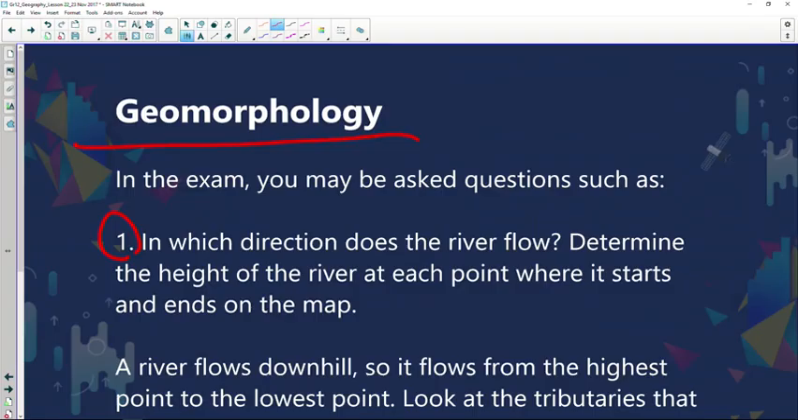If they ask you in the question paper, in what direction is the Berg River flowing? You go to the point where you can see the Berg River starting until the final point. You're just going to look at the contour lines. And where the highest contour line is, that's probably where it's flowing from, because it's flowing downwards. Okay, let's quickly look at what the slide says. A river can only flow downhill, so it flows from the highest point to the lowest point.